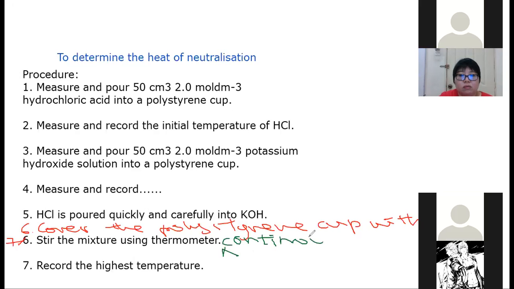Continuously. Good. Stir the mixture using the thermometer continuously. Then you record the highest temperature.